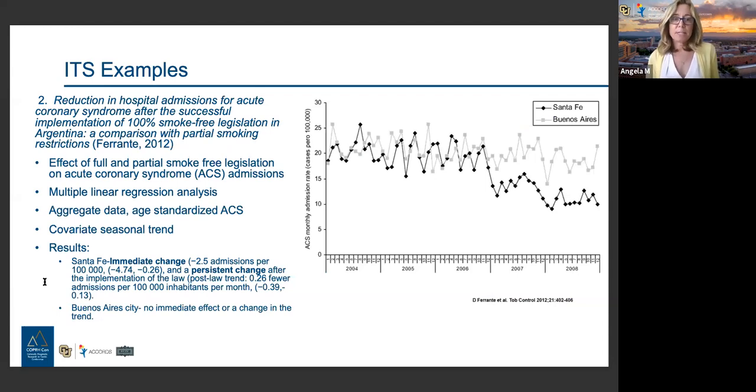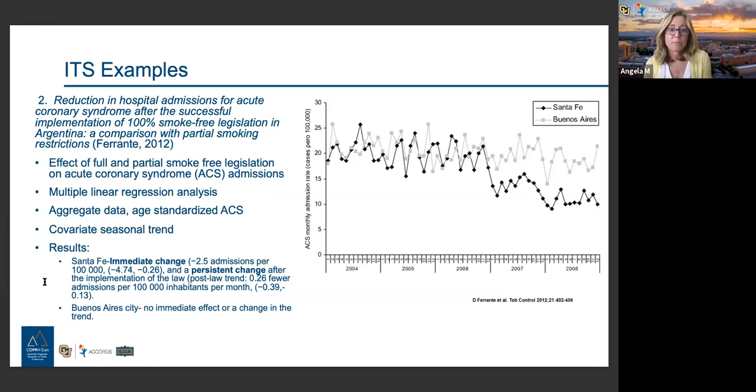So this was the Ferrante 2012 paper. It's a study that came out of Argentina regarding smoking bans that occurred there in 2 different regions of Argentina. Santa Fe did a complete smoking ban, no smoking in public places. It occurred somewhere around August of 2006, whereas Buenos Aires City did a partial one. So they restricted smoking to certain places in bars and restaurants, and they added filters and so forth. And that occurred somewhere in October of 2006.